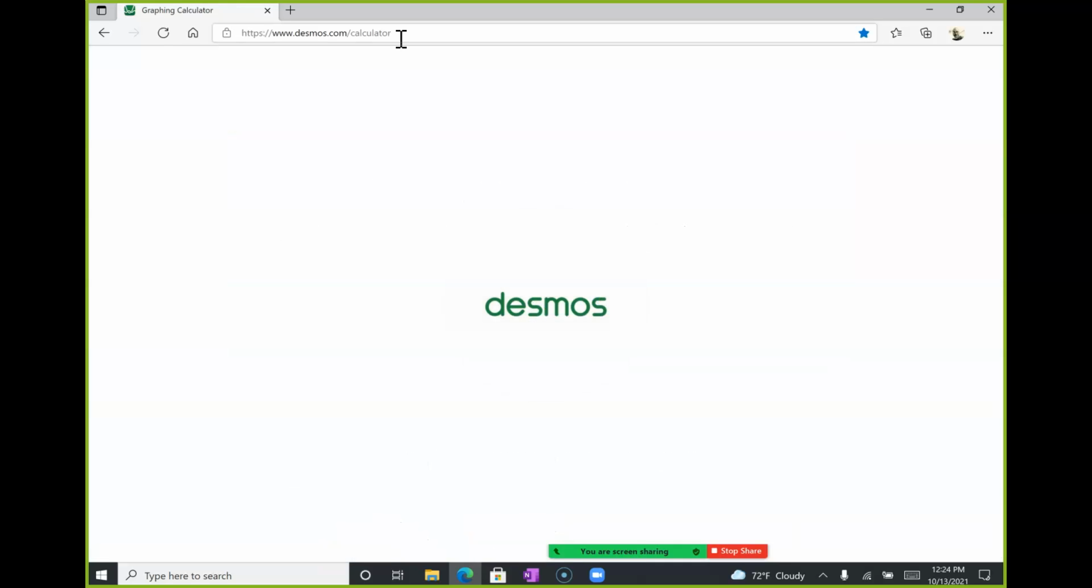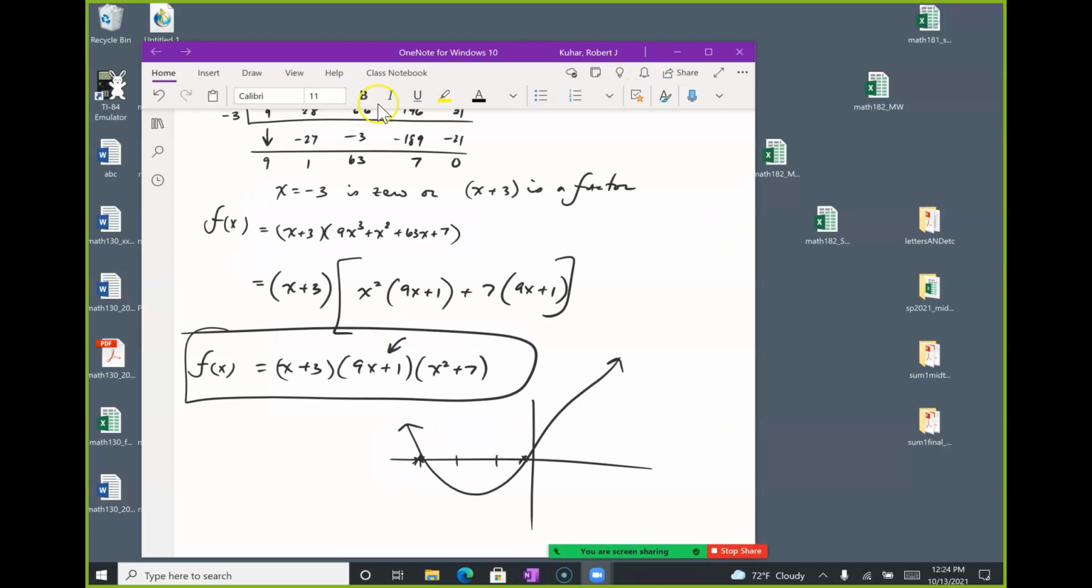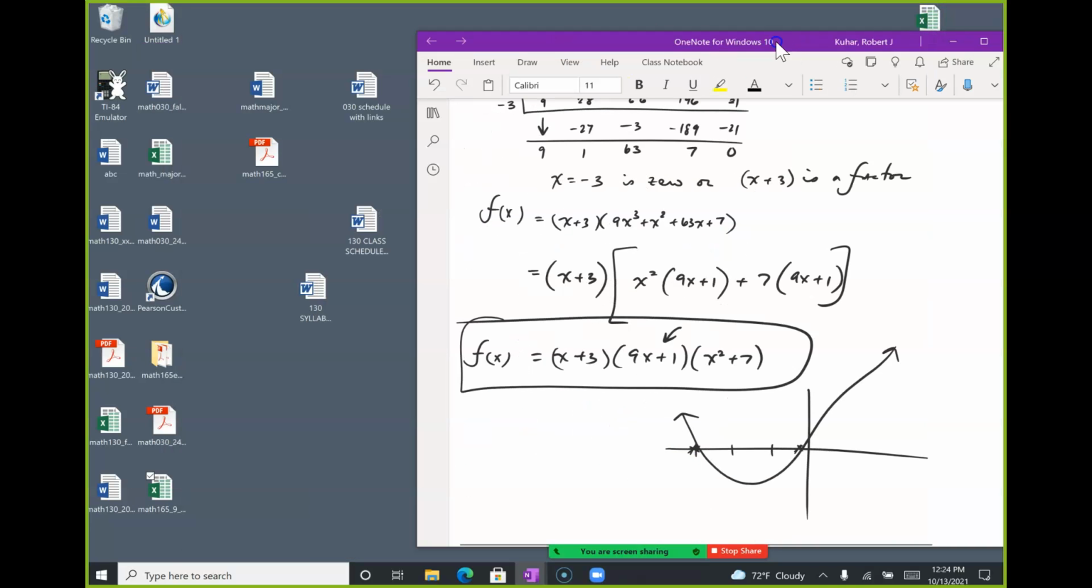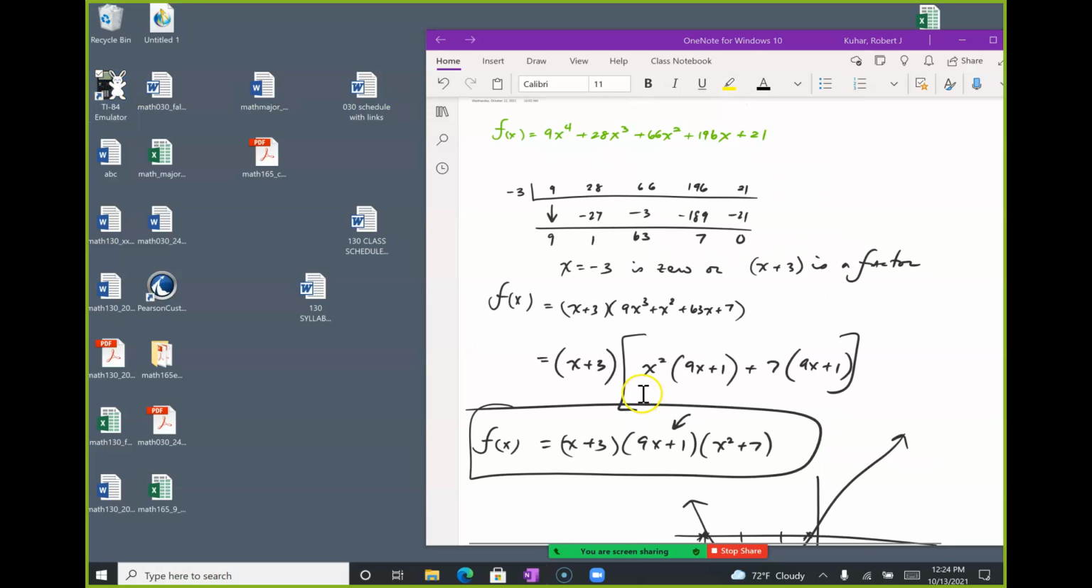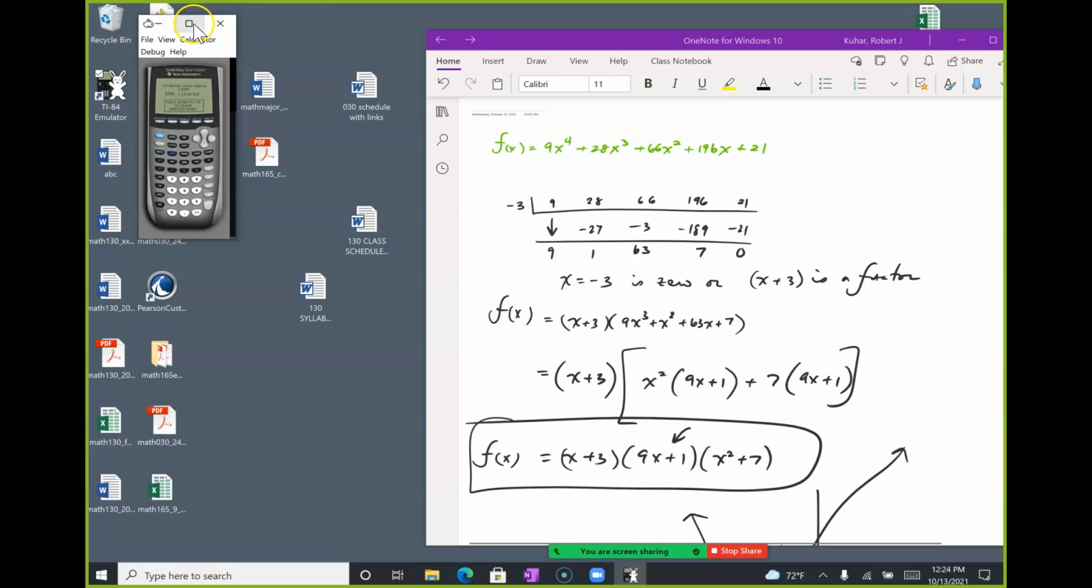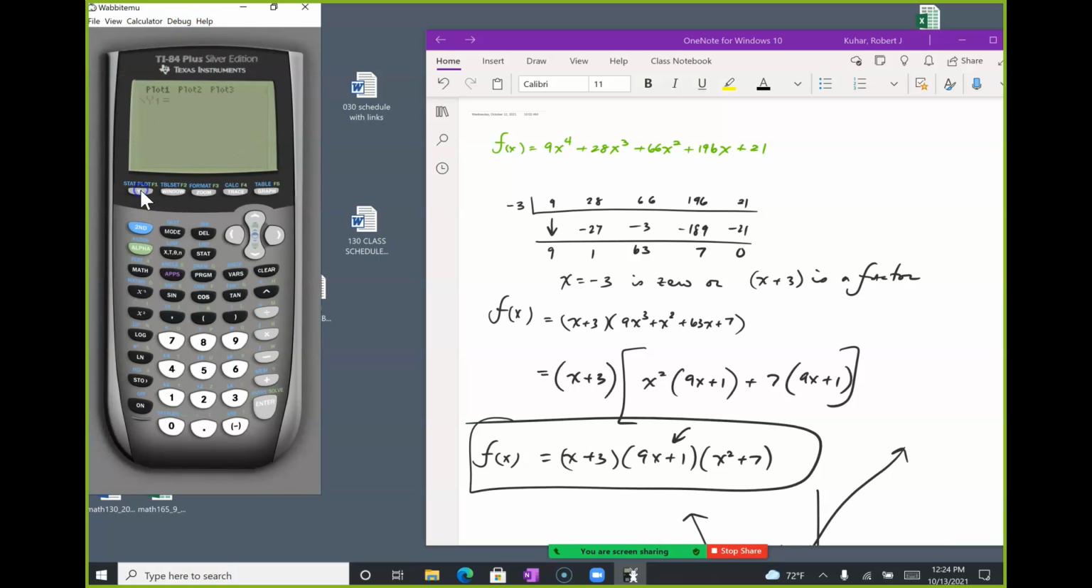Wait, can you do it on the TI? Sure. The only reason I don't like to use the TI is because it's tiny on the screen, but I don't mind at all. So I'm going into y equals, right?